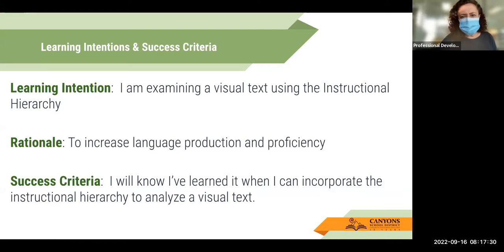Our learning intention and success criteria will be: the learning intention is I am examining a visual text using the instructional hierarchy. The rationale: we are doing this in order to increase language production and proficiency in our classroom. And for our success criteria, we will know we've learned it when we can incorporate the instructional hierarchy to analyze a visual text.